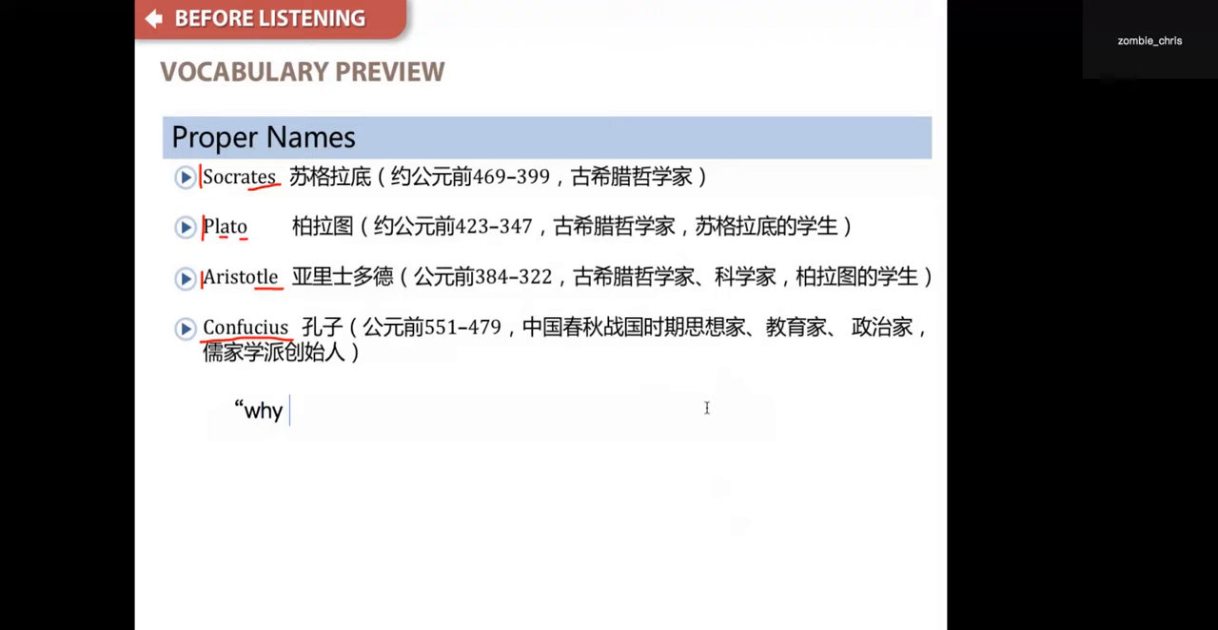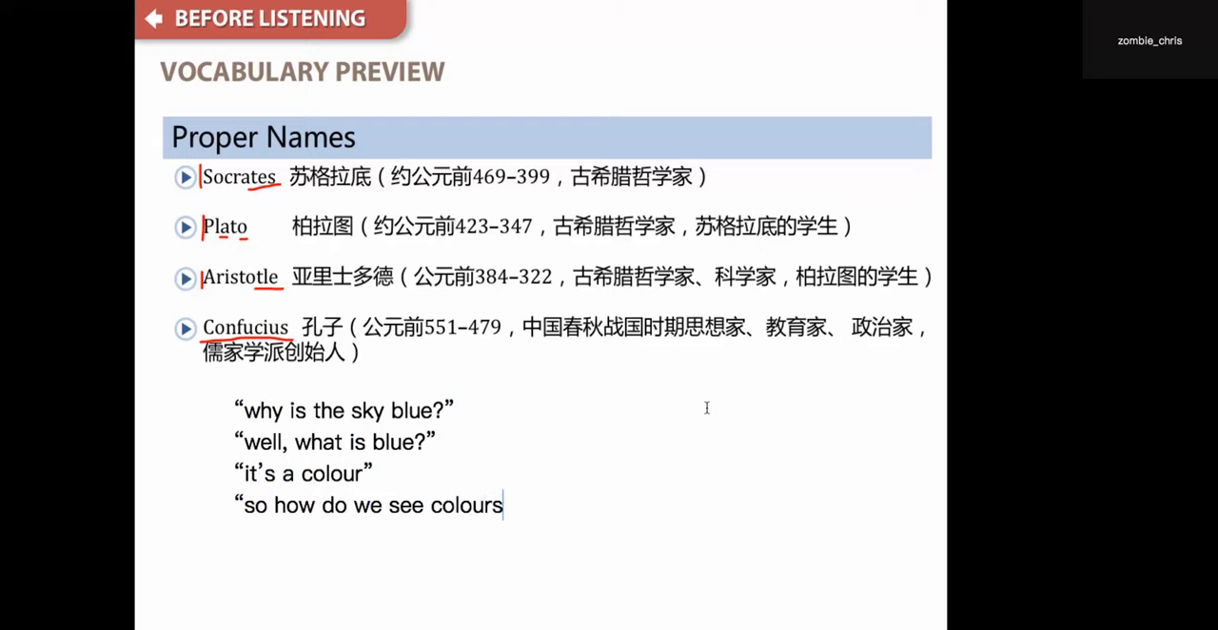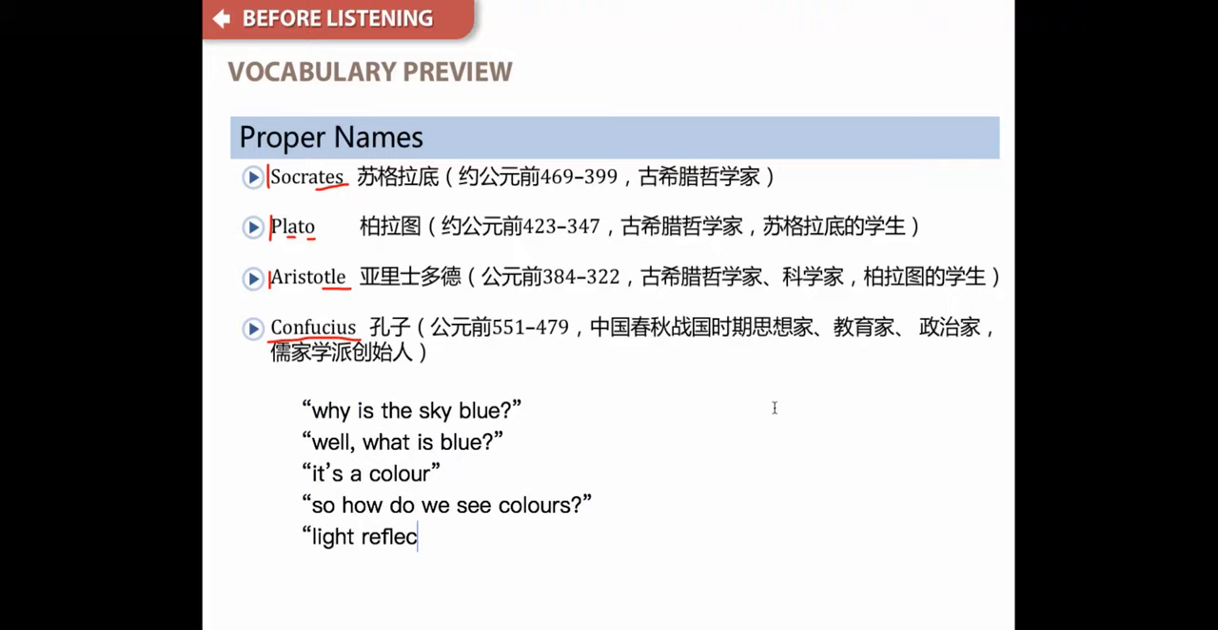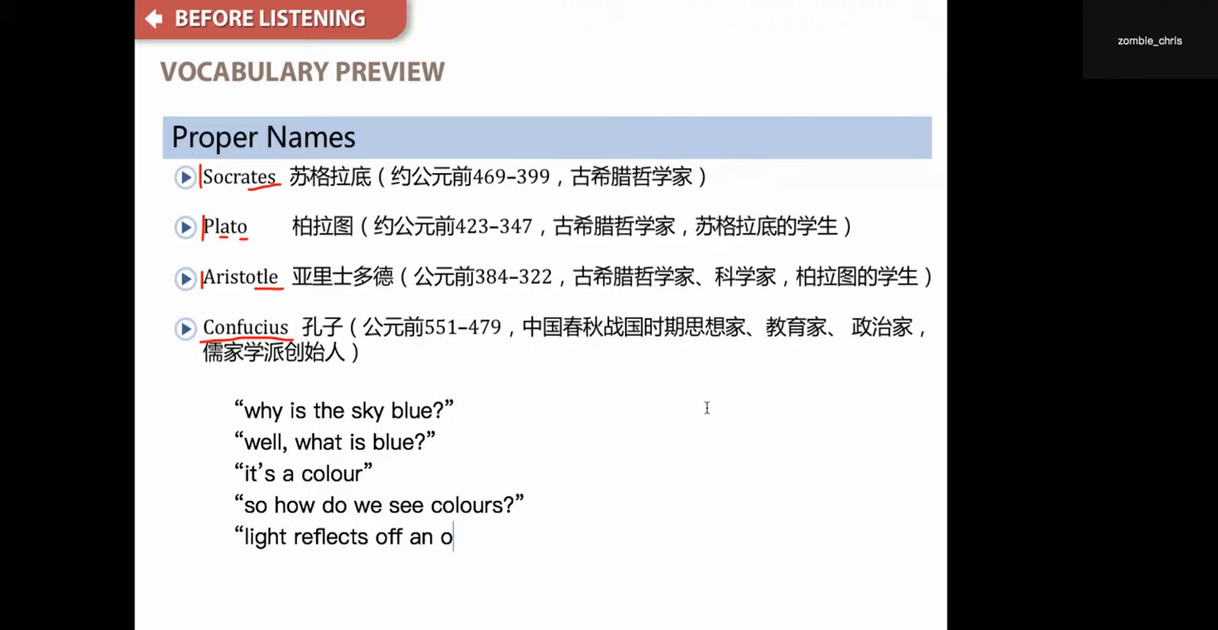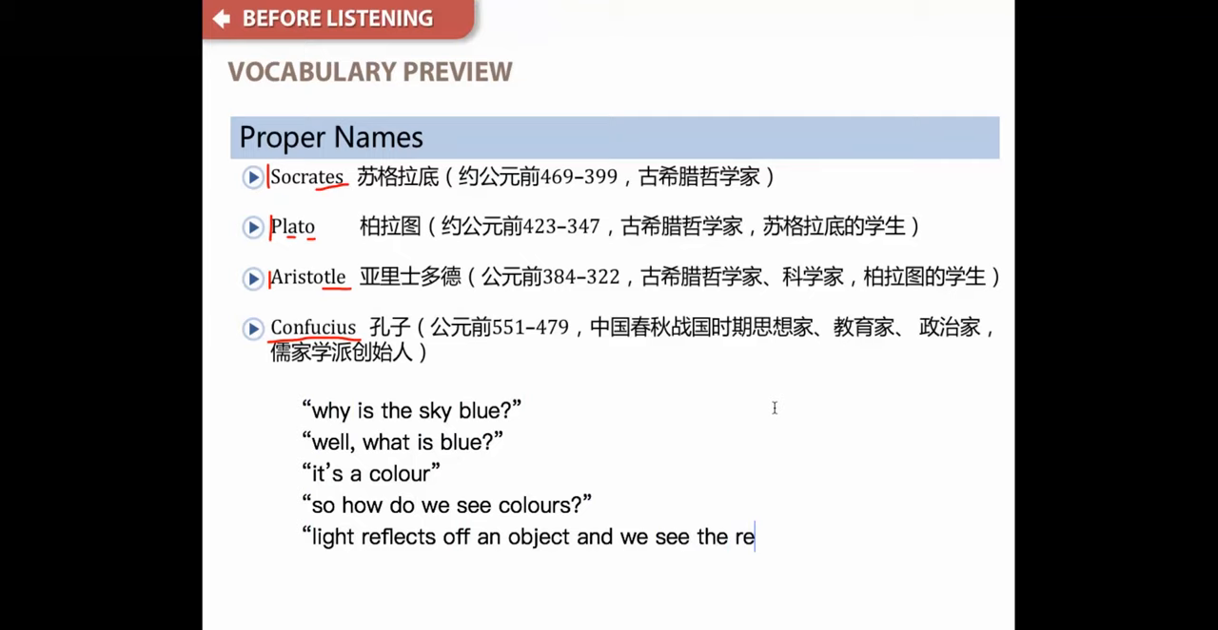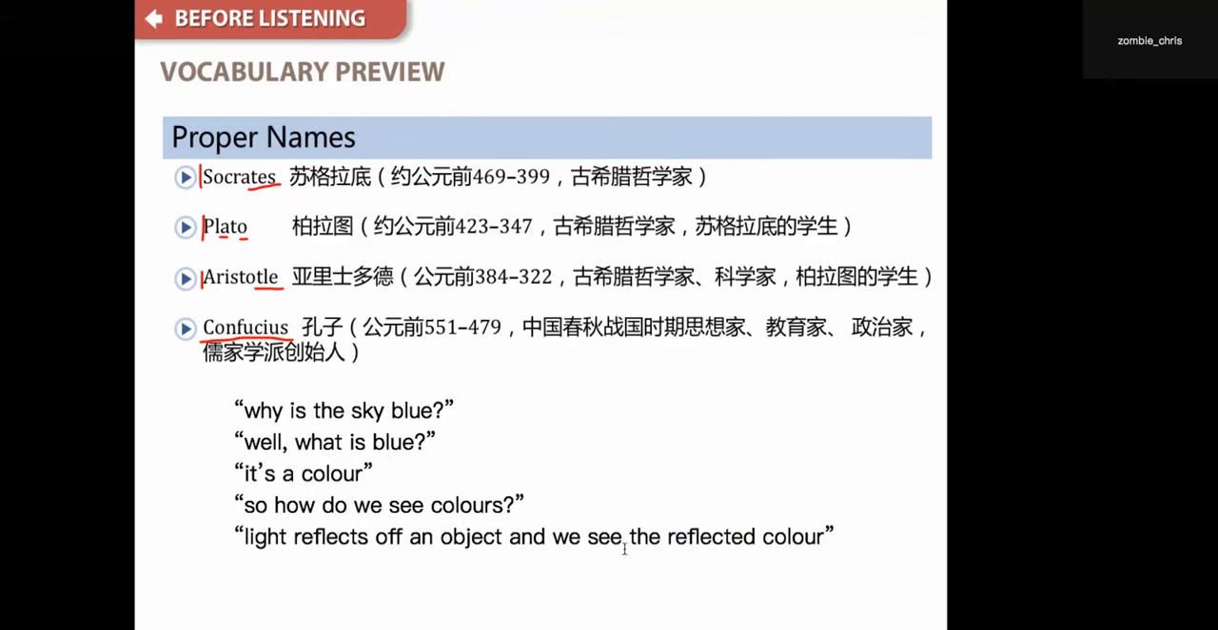So, for example, the student might ask the teacher, why is the sky blue? And then the teacher will say, well, first of all, what is blue? And then the student will say, it's a color. And then the teacher will say, so how do we see colors? And the student will say, we see the reflected color. And so on and so on. And then, so what is reflected in the sky? And then we go and we go.